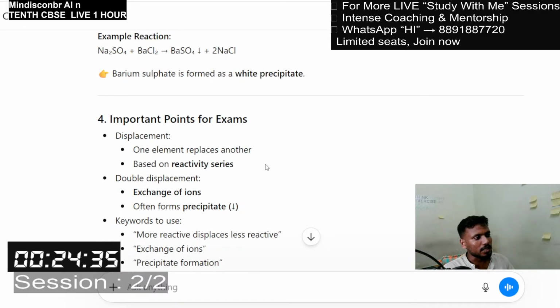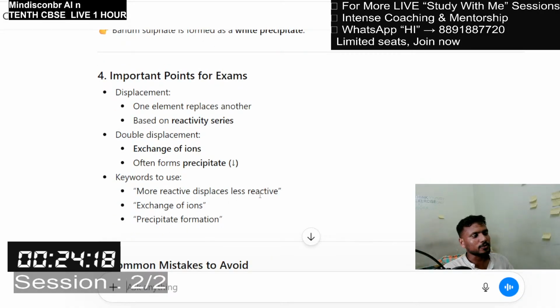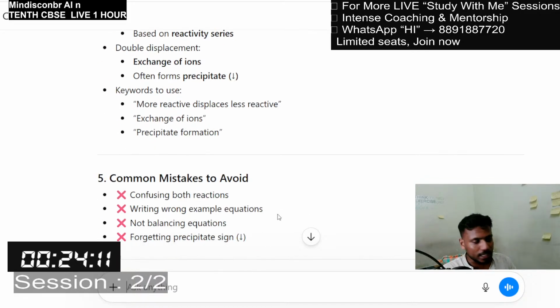Displacement: one element replaces another, and the reaction happens on the basis of the reactivity series. In a double displacement reaction, exchange of ions occurs and it often forms a precipitate. Here barium sulfate, a white precipitate, is formed. Keywords to use: more reactive displaces less reactive, exchange of ions happens, precipitate formation also happens. Common mistakes to avoid: confusing both reactions, writing wrong example equations, not balancing the equation, forgetting the precipitate sign.